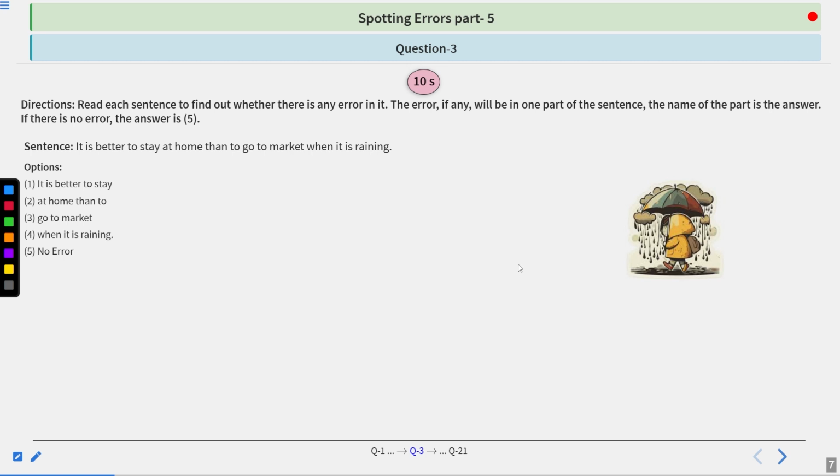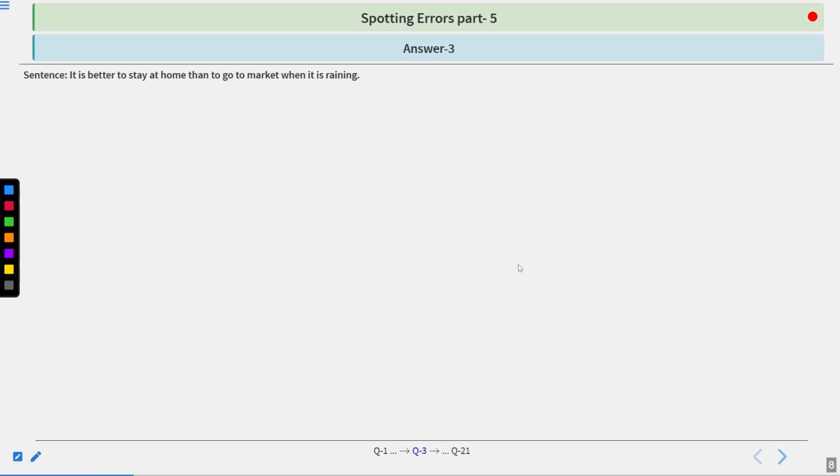The sentence is, it's better to stay at home than to go to market when it's raining. Options are given below. You have 10 seconds to spot the error. I hope you have found it. Let's look at the correct answer. The correct answer is 2, at home than to. Let's look at the explanation.